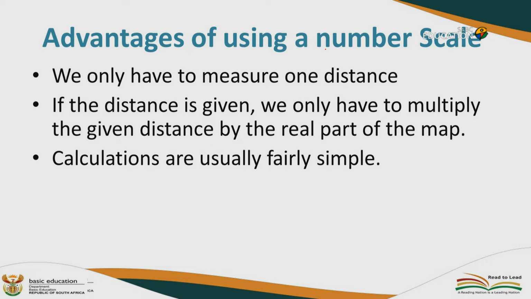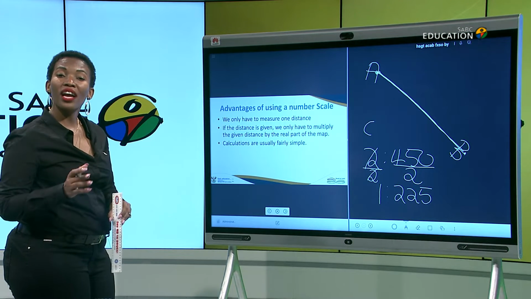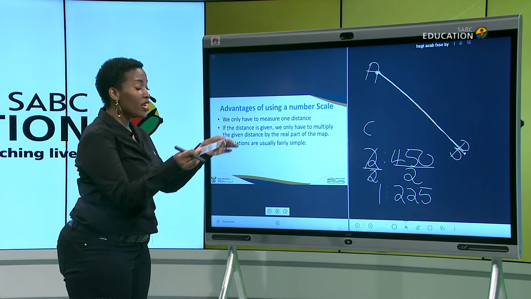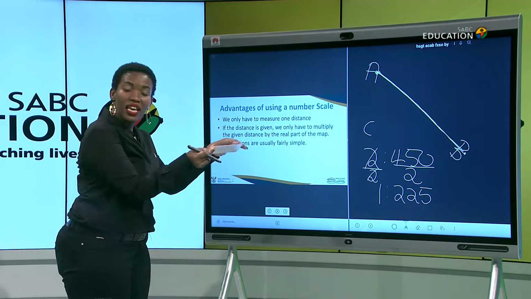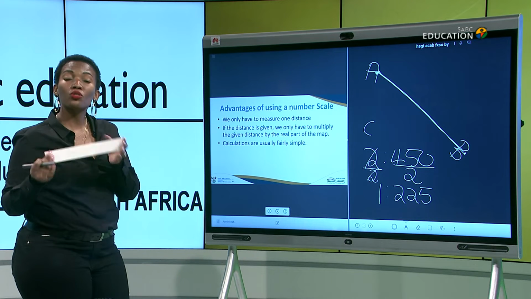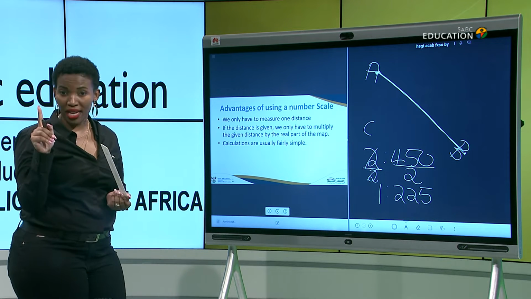We have the advantages of working with a number scale. One of the advantages is that we only have to measure one distance. So if you are given a number scale and you are required to calculate the actual distance, it means you are going to need your ruler to measure the map distance and use that map distance that you've measured with your scale factor to determine your actual distance. So you only have to measure once.